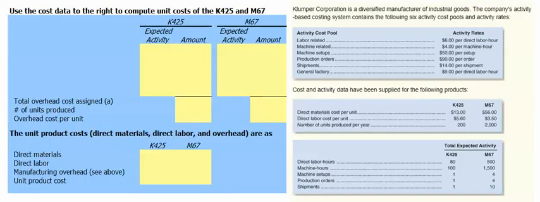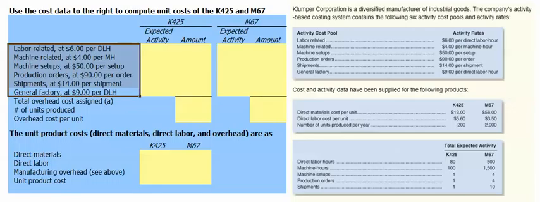Klumper Corporation is a diversified manufacturer of industrial goods. The company's activity-based costing system contains the following 6 activity cost pools. We're going to use our activity cost pools and activity rates that were given to calculate expected activity rates so we can calculate an overhead cost per unit.